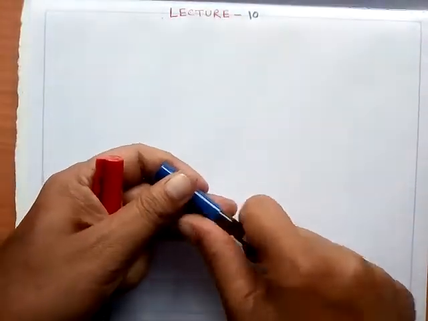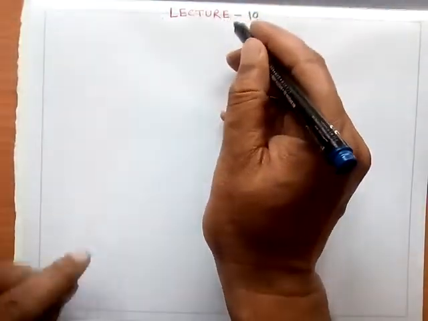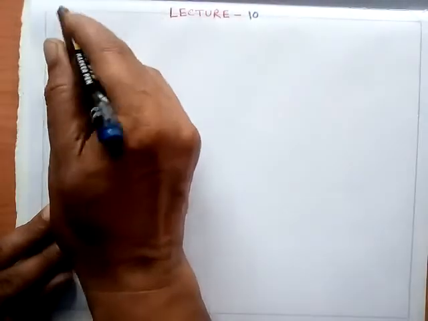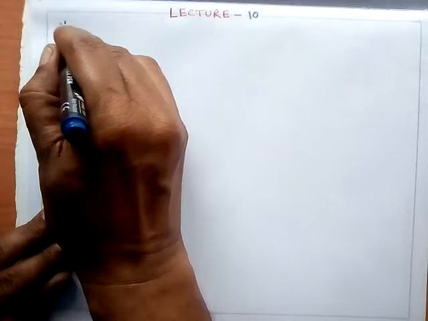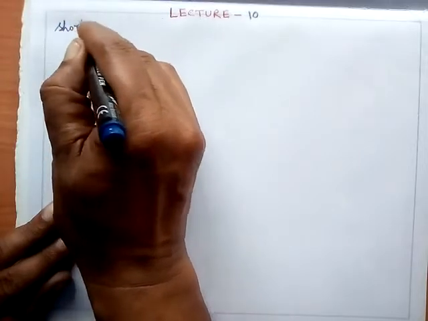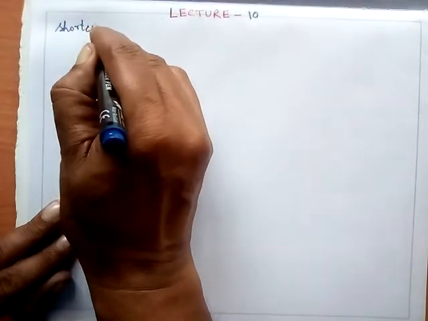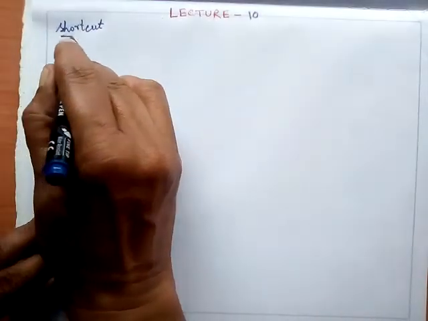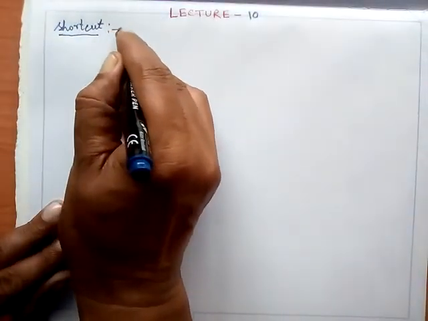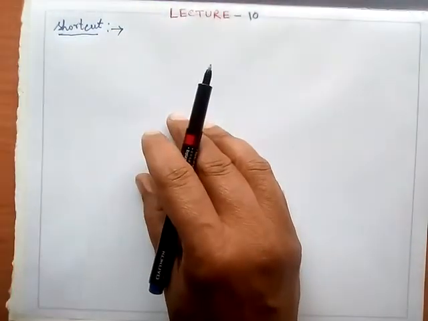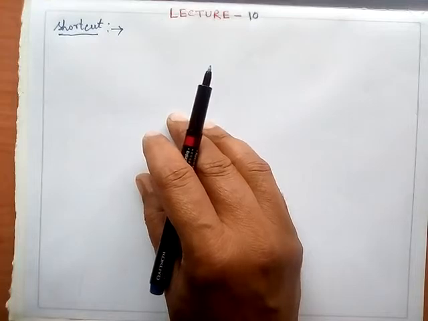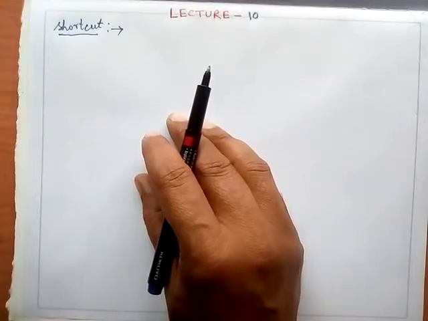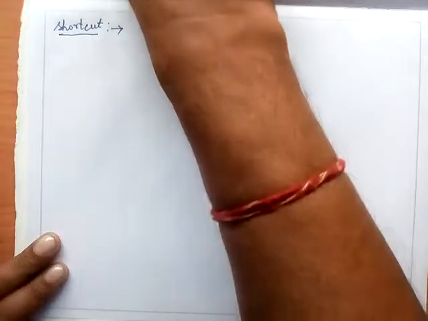So welcome to the 10th lecture of this course, and the name I'll give to this lecture is shortcut, or a short method you can say, to find the r's complement and r minus 1's complement of a given number.